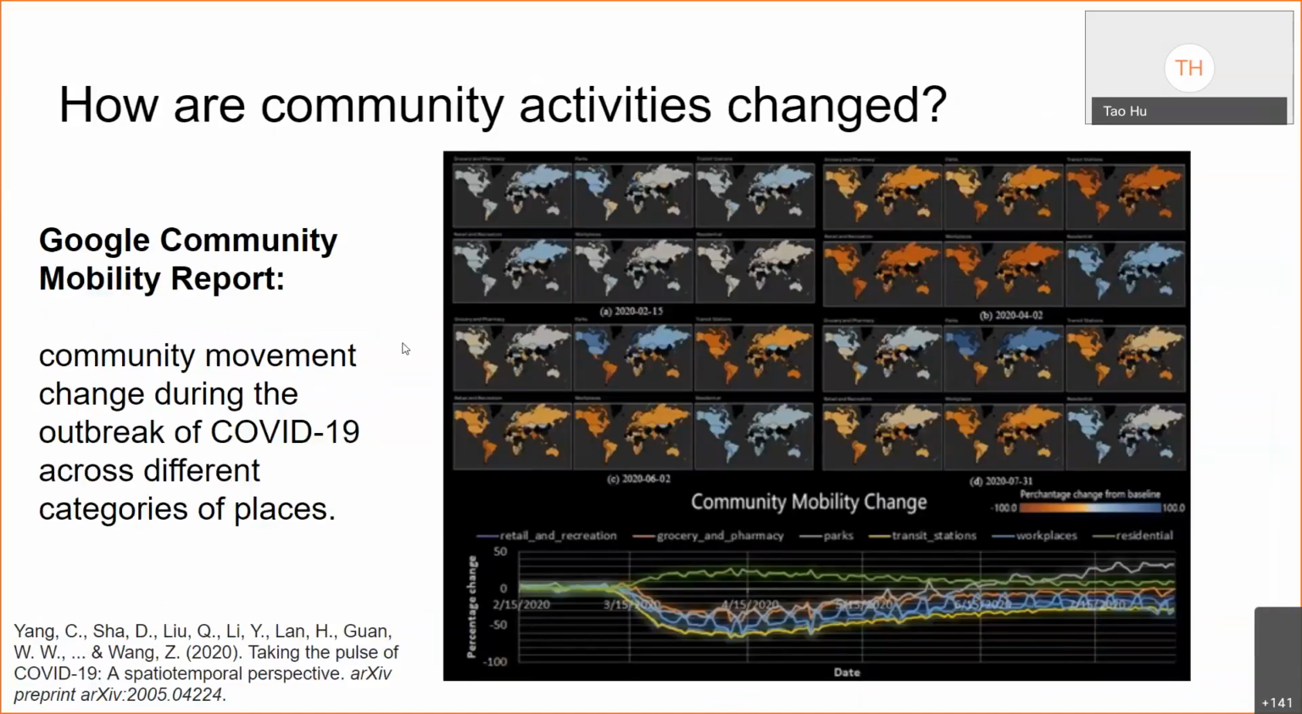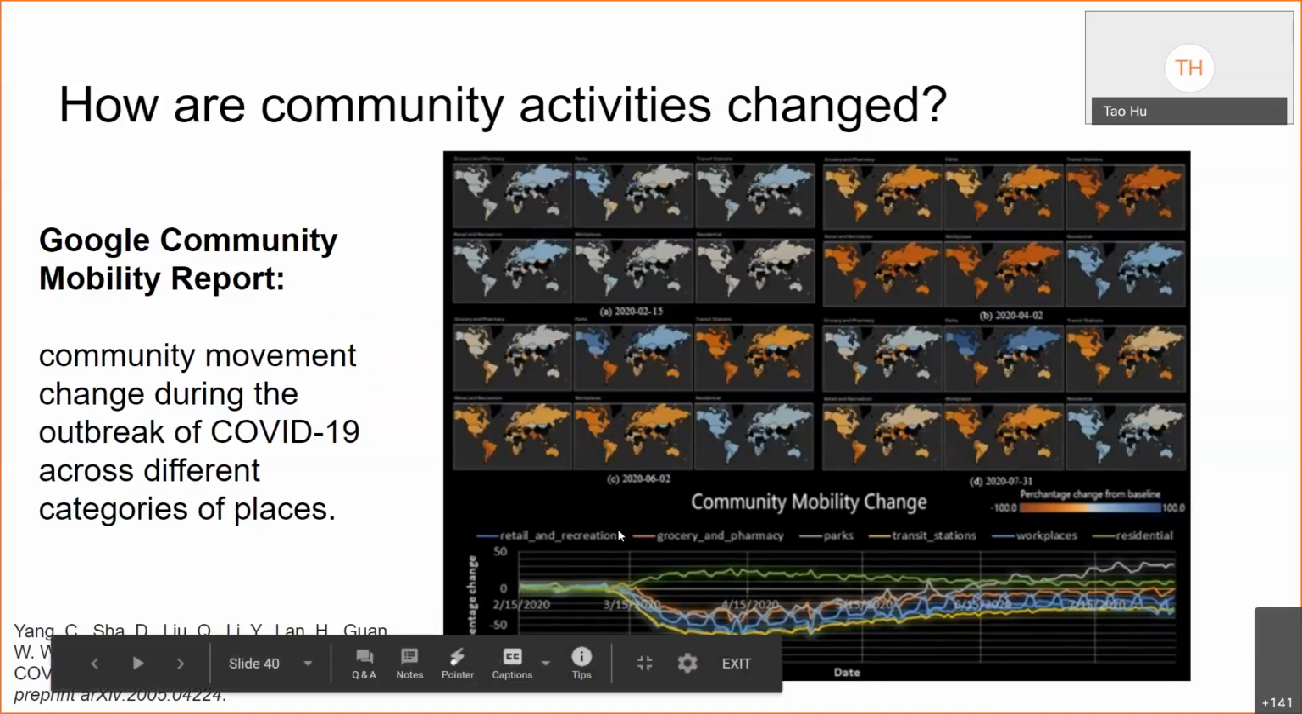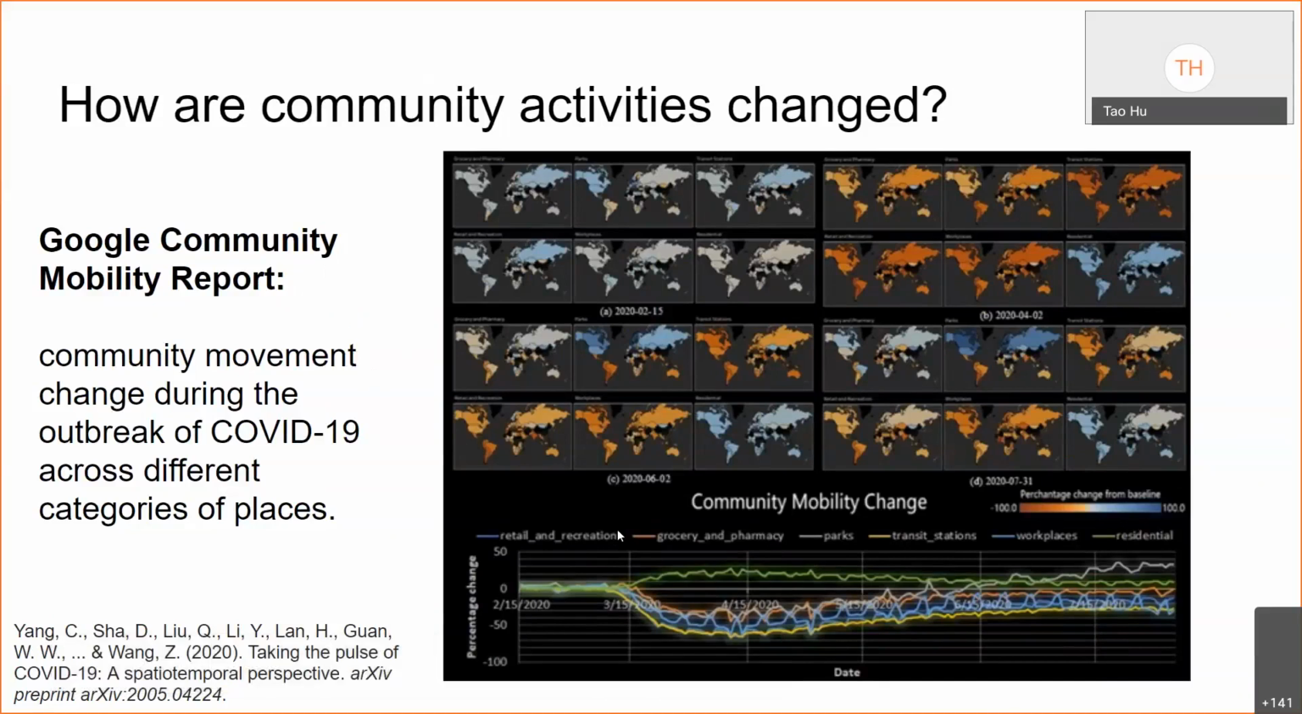The next question is how our community activities change. This data is from the Google Community Mobility Reports. The Google Mobility Reports provide insights into changes in movement trends over time in different countries, across categories of places, such as grocery stores and pharmacies, parks, transit stations, retail and recreation, workplaces, and residential areas.